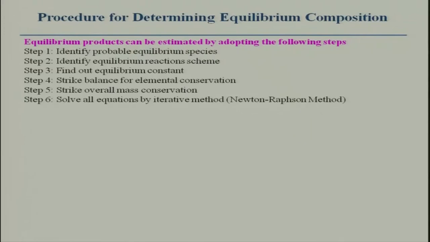That means first I will have to identify the probable equilibrium species, and then I will have to identify the equilibrium reaction schemes, which is very important. How to choose is also very important, because you will have to choose for which data is available, for example the Gibbs free energy. Then find out the equilibrium constant Kp, and strike a balance for elemental conservation, and overall mass conservation, and then solve all the equations by an iterative method. One example is the Newton-Raphson method; there might be several other numerical methods available.